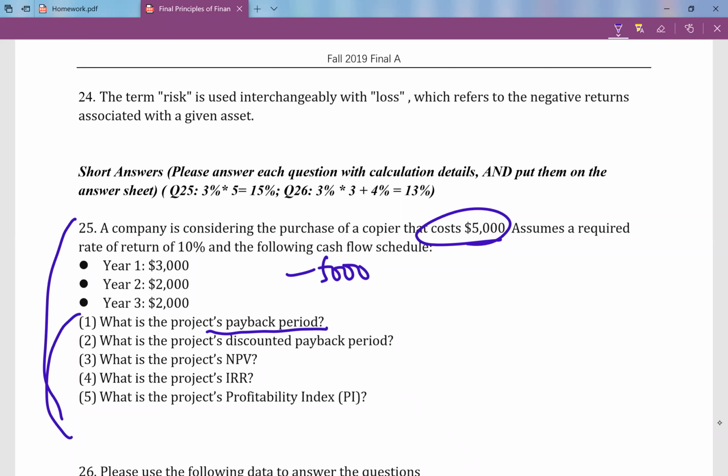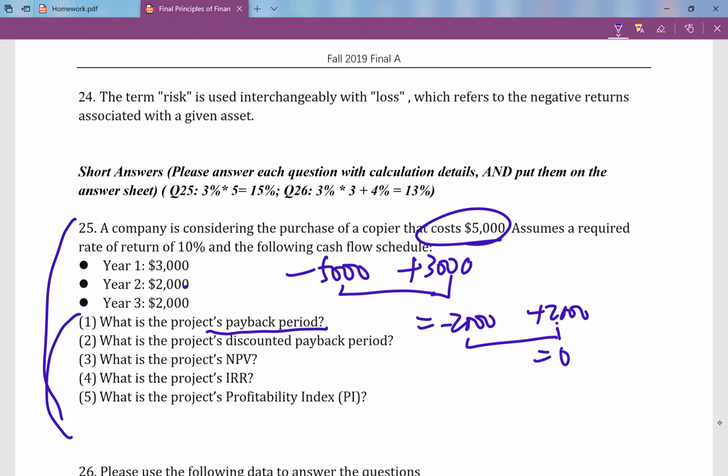After one year, your balance will be what? $2,000 left on the balance. And after seven years, you can see it will become zero. So your payback period will be what? 2 years.